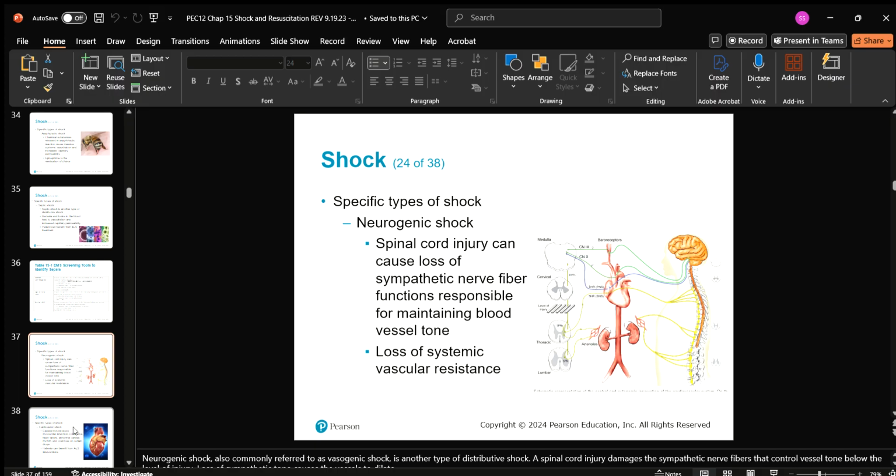So in neurogenic shock, this is the only kind of shock where we see warm, flushed skin. So neurogenic shock, warm, flushed skin. Everything else we see pale, cool, clammy.